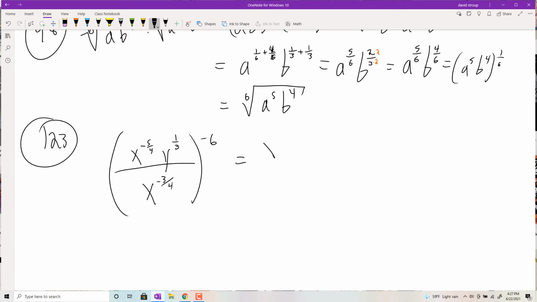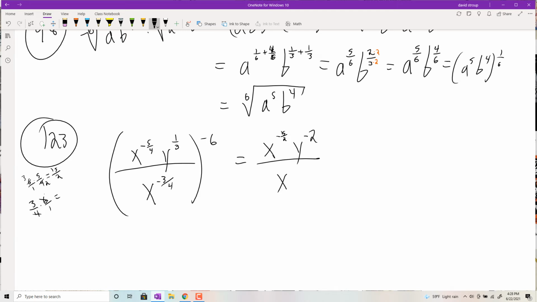So I'll have x to the -6 times -5/4, right? 6 times 5/4, what is that? 6 over 4 is the same as 3 over 2, so that would be 15 halves. So x to the -15 halves, y to the -6 times 1/3 is -2, and then all over x to the 3/4 times 6.